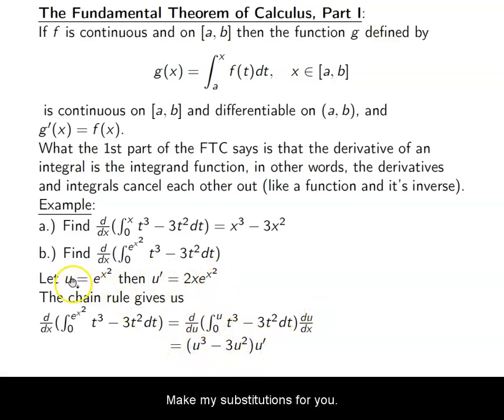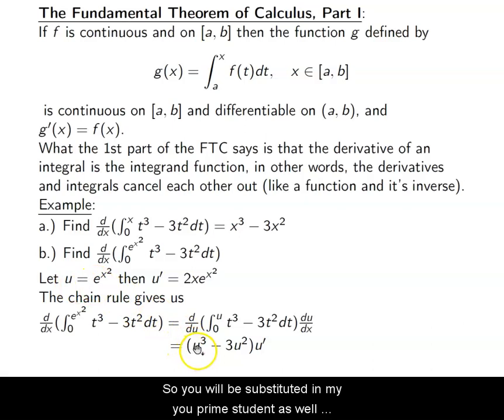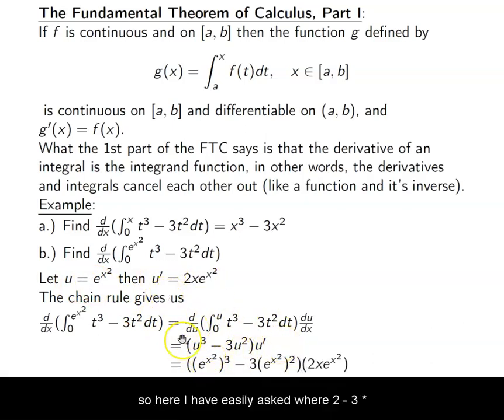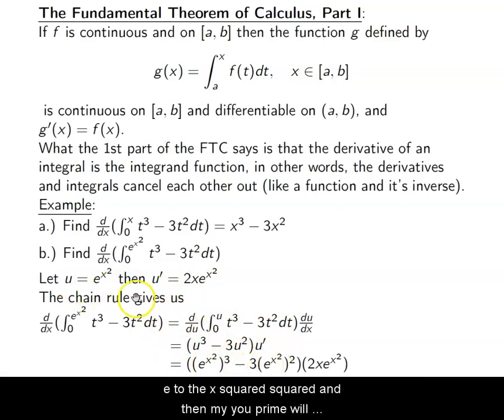Make my substitutions for u. So u will be substituted and my u prime substituted as well. So here I'll have e to the x squared cubed minus 3 times e to the x squared squared, and then my u prime will be 2x e to the x squared. So from here I just need to simplify, so I'm going to cube this term and square this term.